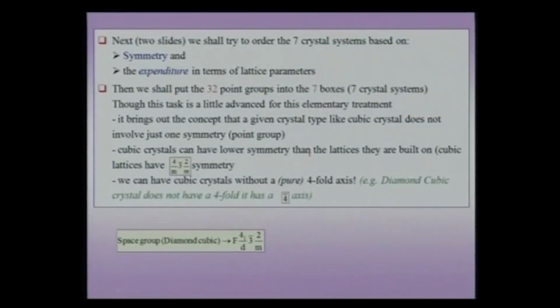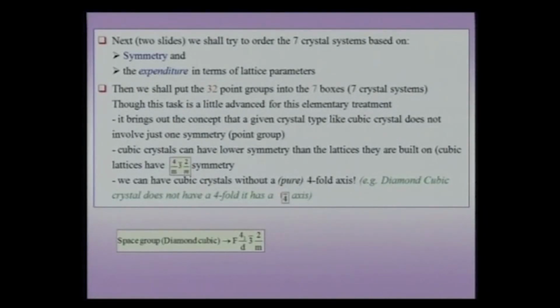And essentially what we are doing, we are taking the 32 point groups and putting them into 7 boxes, the 7 crystal systems. And we have already noted that, for instance, the cubic crystals can have a lower symmetry than the lattices they are built on. For instance, we note that some of the cubic crystals may not have a pure 4-fold axis. For instance, the diamond cubic crystal is written with a space group F 4x1/d 3 bar 2x1/m. In other words, it's characterized by a 4-1 screw axis, and if you're just looking at the point group symmetry, we can also think of it as having a 4 bar kind of an axis.